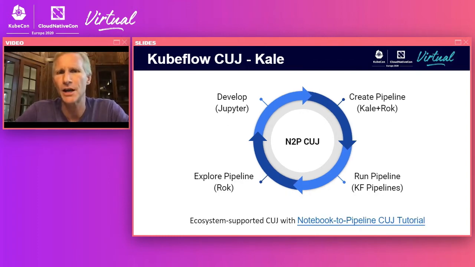Another CUJ that is an ecosystem CUJ is the Kale CUJ, also known as the notebooks-to-pipeline CUJ. You can develop, create a pipeline, run it, and explore the pipeline later using Jupyter, Kale, and Rok, as well as Kubeflow Pipelines and Rok to do some more exploration. We'll go through a quick demo of this a little bit later.